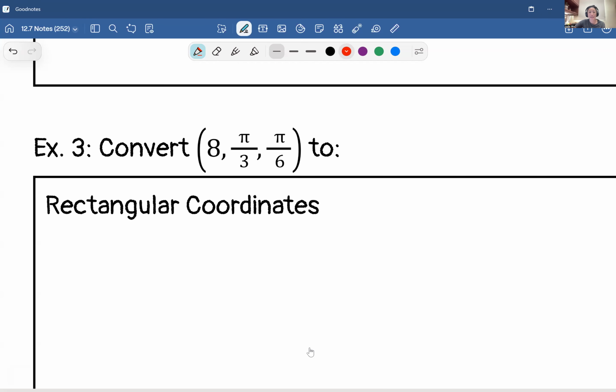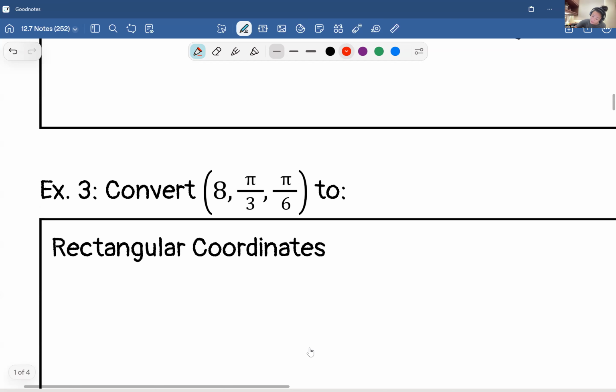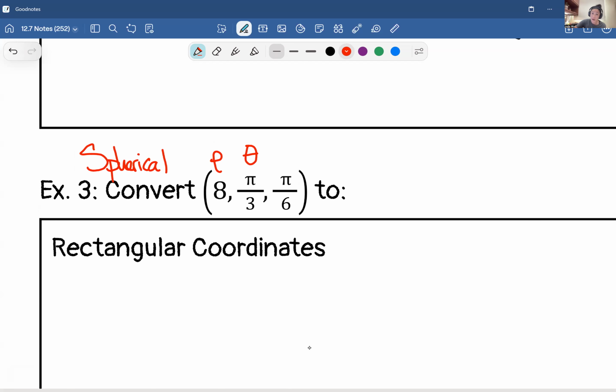Hi folks, welcome back to this video where we're going to take a look at converting from our spherical coordinates into rectangular and into cylindrical. So our spherical coordinates, we know that we have a rho value of 8. We've got a theta value of pi over 6, and we've got a phi value of pi over 3 and then pi over 6. Okay?